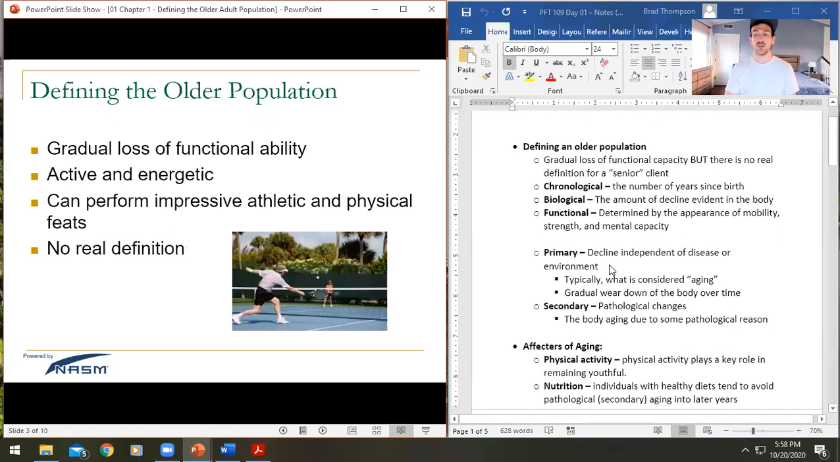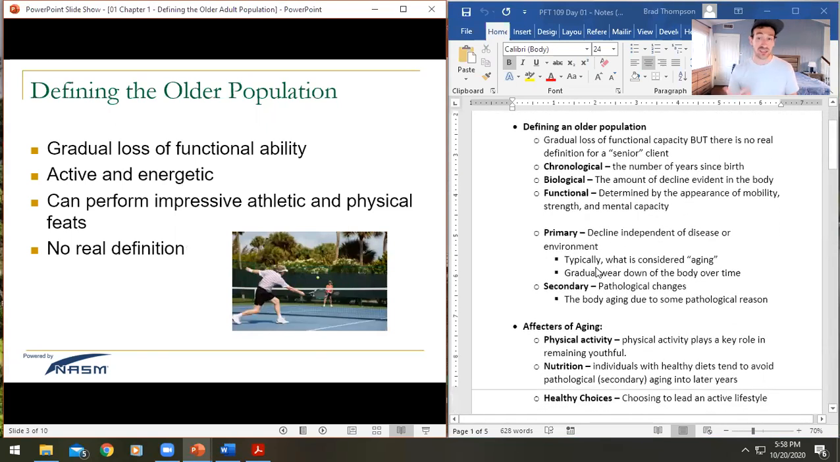So when we're talking about an older population, when we're talking about training a senior, in general, when we say an older client, we're talking about the gradual loss of functional capacity, right? So as we get older, we do lose certain functional capabilities, but there's really no perfect way to define that, right? The US legally defines a senior as 65 and older, right? But my parents are not 65 yet and they look ancient.